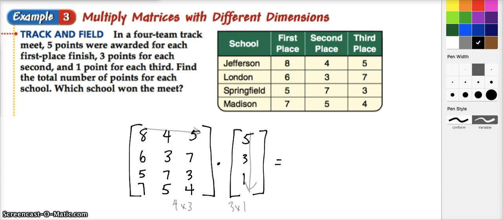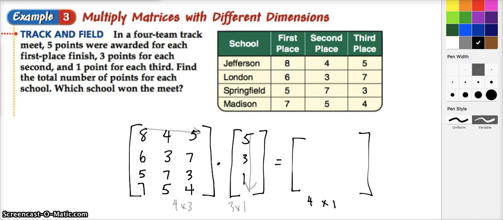So when I look at this and I think about that, I'm contemplating, I know I'm going to get some kind of a matrix. I'm going to get a 4 by 1, right? So I'm going to get 4 individual values, but what would those values mean? Let's think, I'm taking information from Jefferson School. I'm multiplying 8 by 5, 4 times 3, which makes sense, and 5 by 1, because the third place kids only get 1 point for their performance.